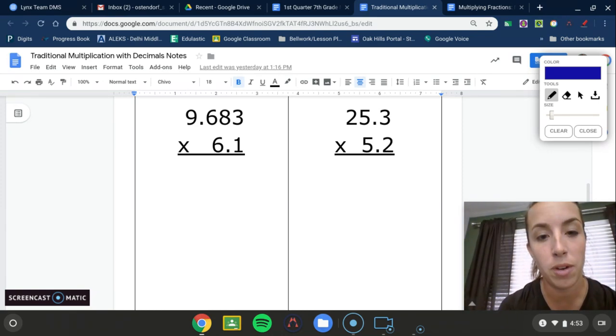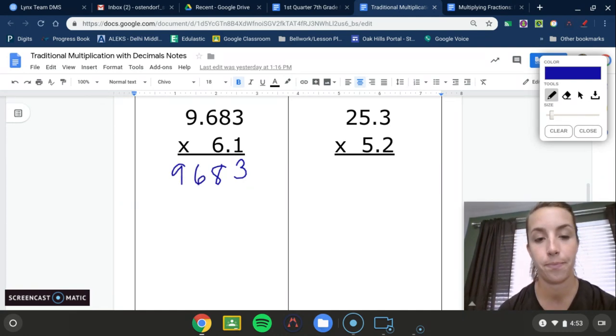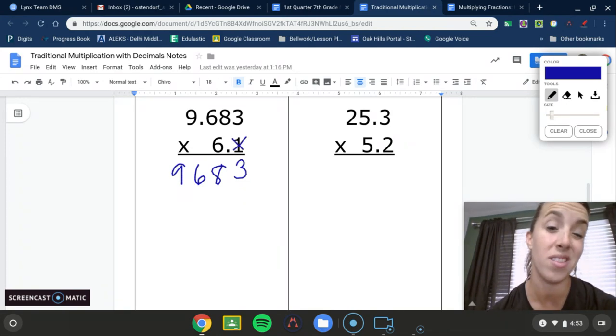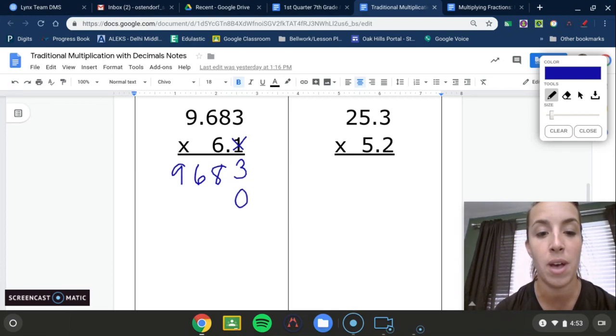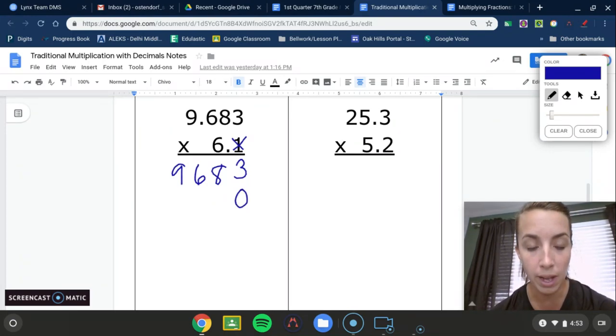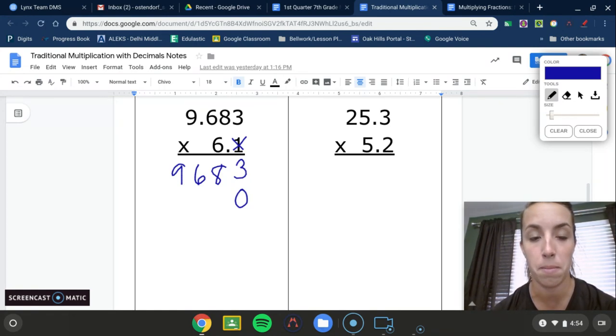So 1 times 3 is 3. And then I'm going to keep with my 1 and go 1 times 8 is 8. 1 times 6 is 6. And 1 times 9 is 9. After I finish with my value of 1, I cross it off just to help me. And since I'm moving over a place value, don't forget to add your 0. Okay. After I add my 0, I'm then going to do my 6 to all of my top numbers.